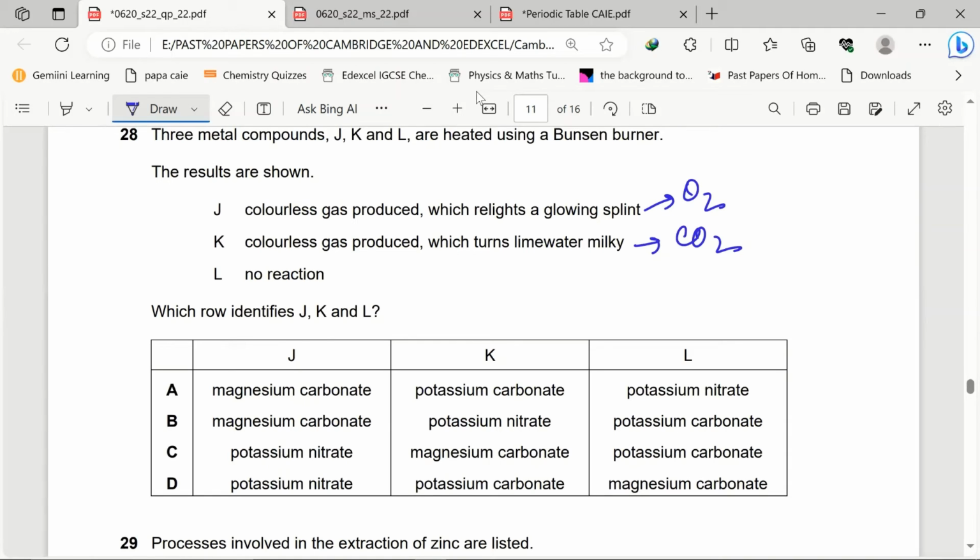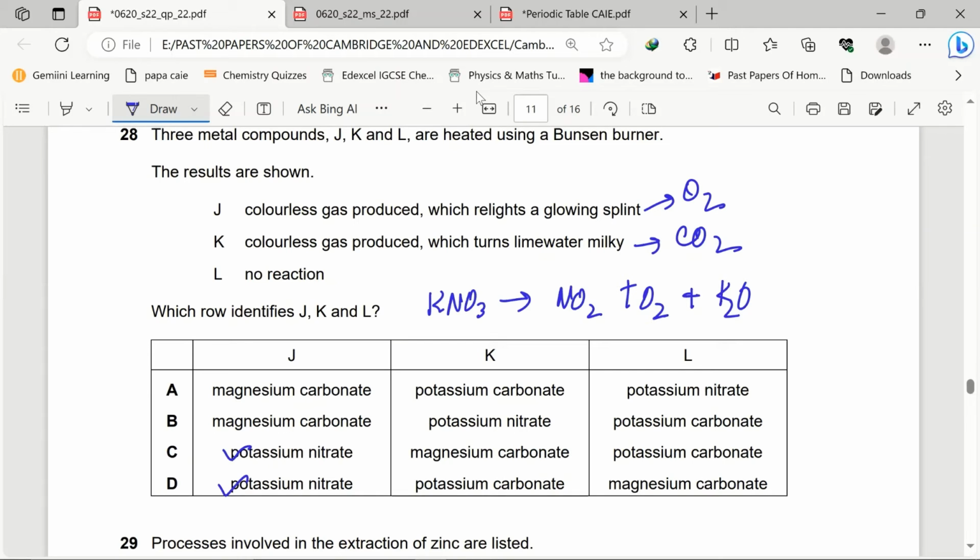So J is not a carbonate, rather J is nitrate. Potassium nitrate should be the correct answer, we know. So if potassium nitrate is heated, then we know it forms nitrogen dioxide gas and oxygen gas, right? And metal oxide, K2O, is formed as well. So you need to balance the equation, but this is basically the thing. A brown gas, nitrogen dioxide, a colorless gas, oxygen, and the metal oxide forms.